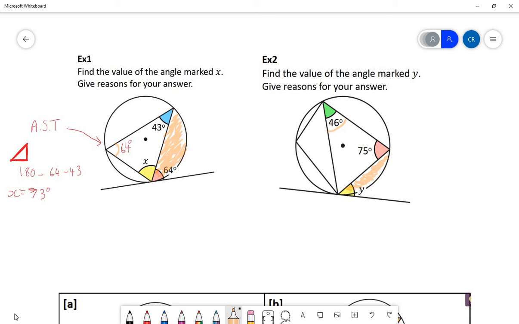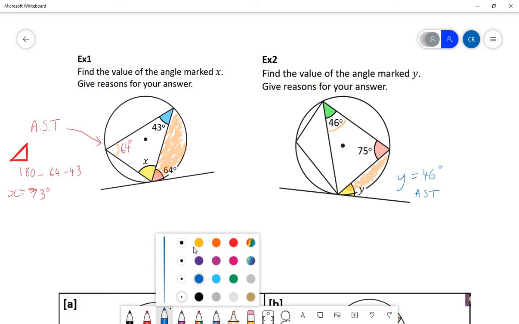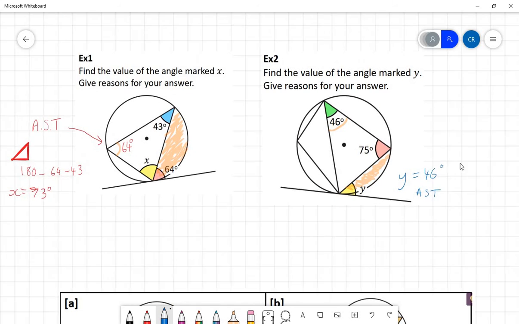Okay, so y, they've given you some things to throw you off the scent, but y is going to equal 46 degrees from the alternate segment theorem. So that one's a little bit trickier, even though it's actually less calculation. Okay, I'm going to just pull us onto the next questions.